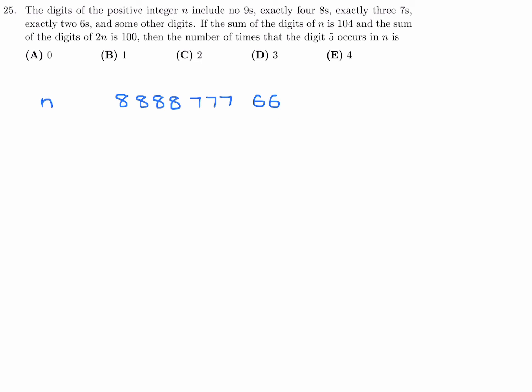We got 4 8s, so that's 32. 3 7s, that's 21. We got 2 6s, so 6 plus 6 is 12. And then some other digits, and I'll just represent the sum of those other digits as x. And they're saying all that equals 104. So if I do the math here, x has got to be 39. So these numbers, whatever they are, add up to 39. Okay, a lot of ways of doing that.